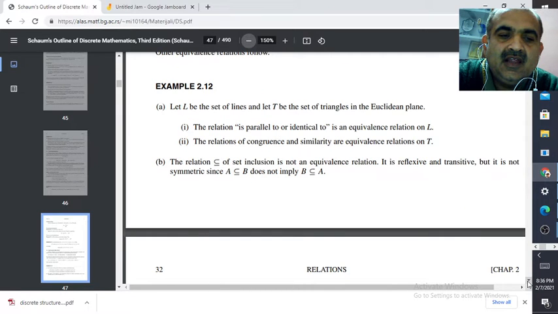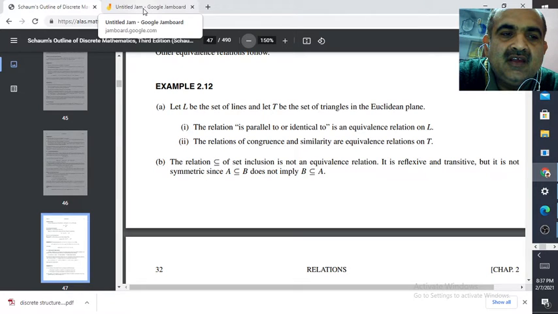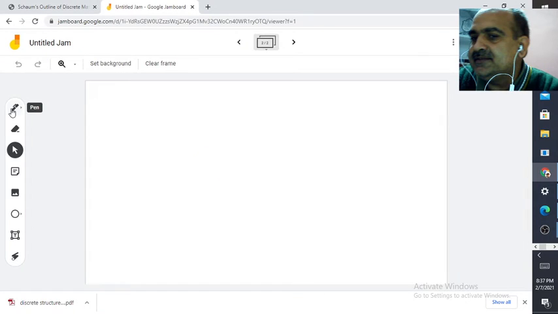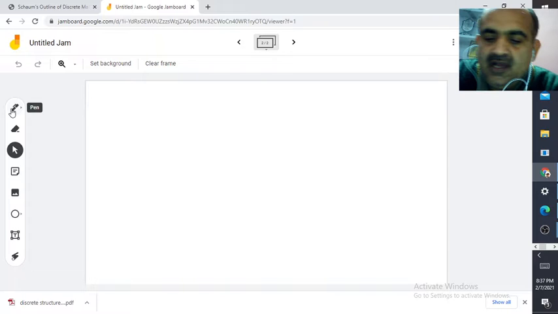Now see this example. Let L be the set of lines and let T be the set of triangles in the Euclidean plane. The relation 'is parallel to or identical to' is an equivalence relation on L. Let's solve this question. Suppose he is talking about parallel lines. Our set name is S.